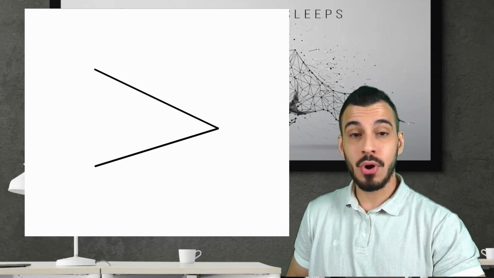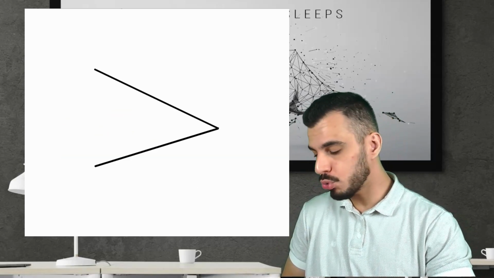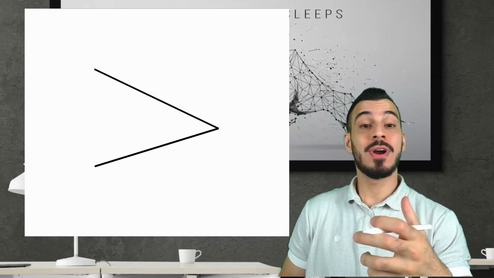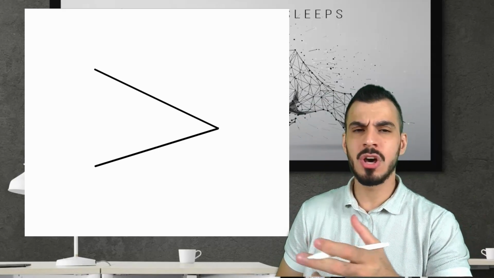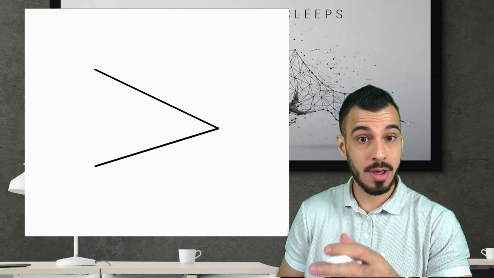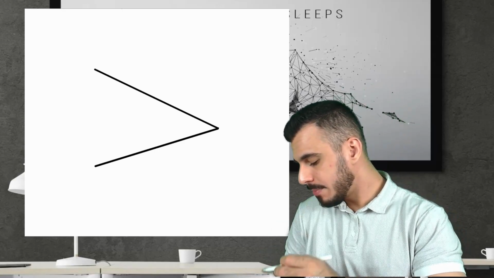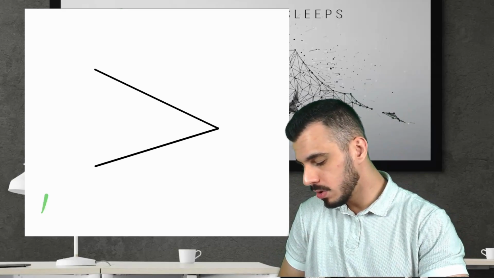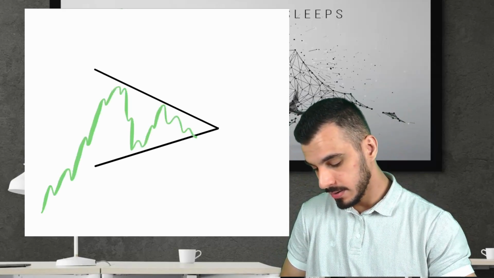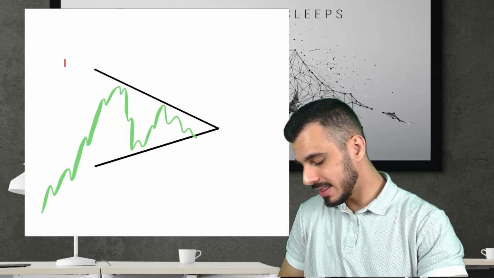And the last type of triangle is going to be the symmetrical triangle, guys. This one right here, the price action can come from both sides. Not only here, the other triangles as well, but on the symmetrical triangle it is more common to see the price action coming from both sides. So like this or like this.